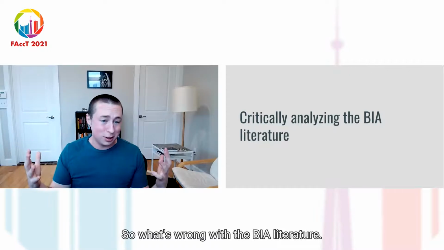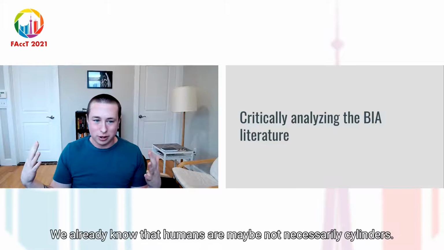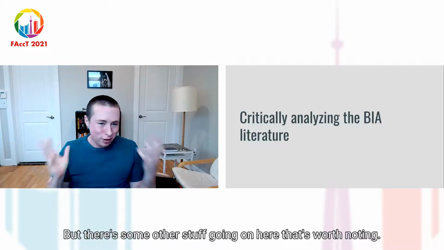So what's wrong with the BIA literature? Maggie's laid out that there are a lot of assumptions. We already know that humans are maybe not necessarily cylinders, but there's some other stuff going on here that's worth noting.